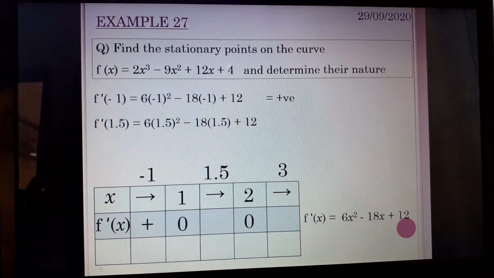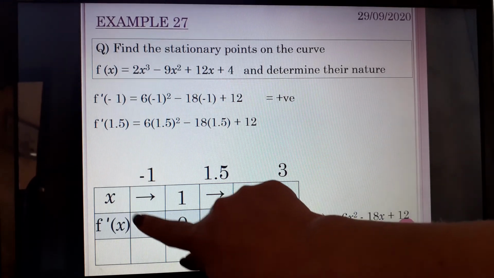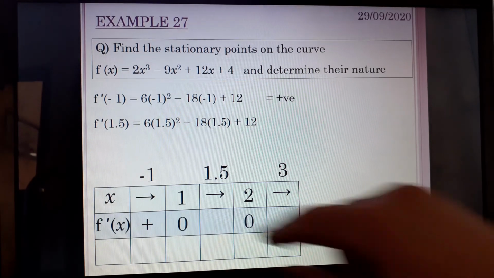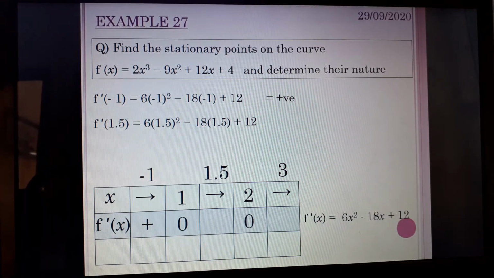So we actually don't even need to put the number in. We just put a little positive sign to show that it's a positive gradient. It's a positive f dashed of x in there. And all the numbers to the left of 1 would have been a positive f dashed of x value.